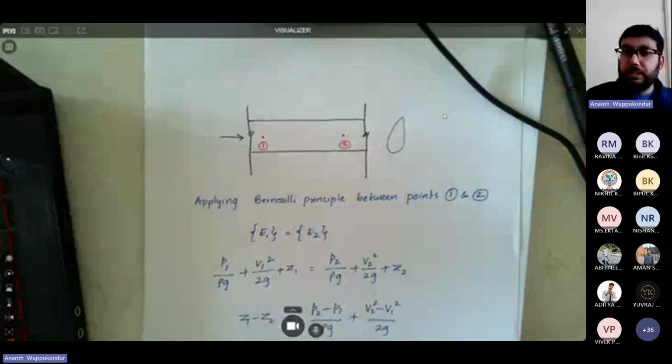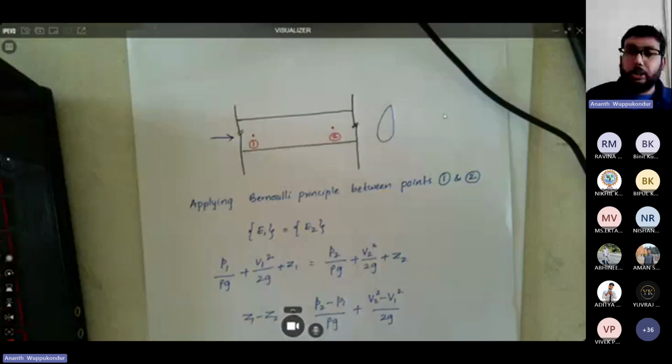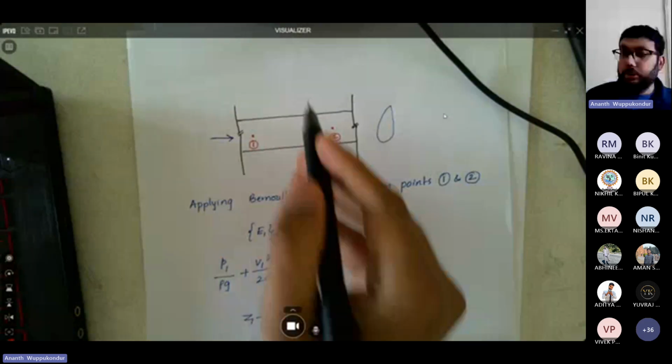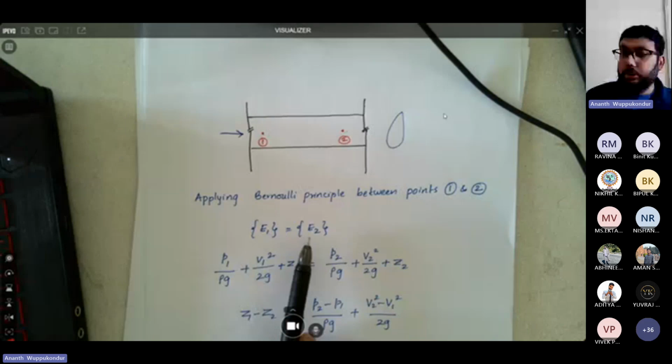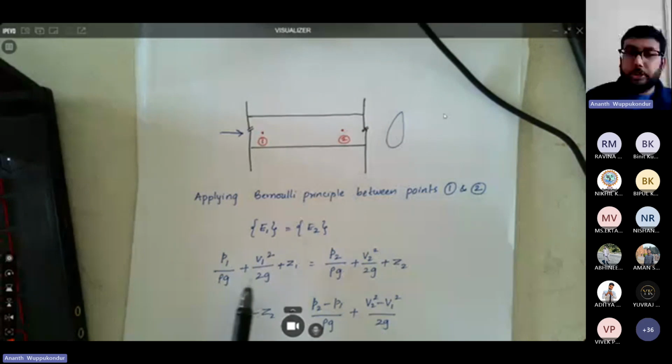So the Bernoulli principle is that the total energy is constant. So energy at point 1 should equal energy at point 2 if there are no losses in the system. Now, if you recall the Bernoulli principle, it has 3 heads, which are the pressure head, velocity head, and the elevation.